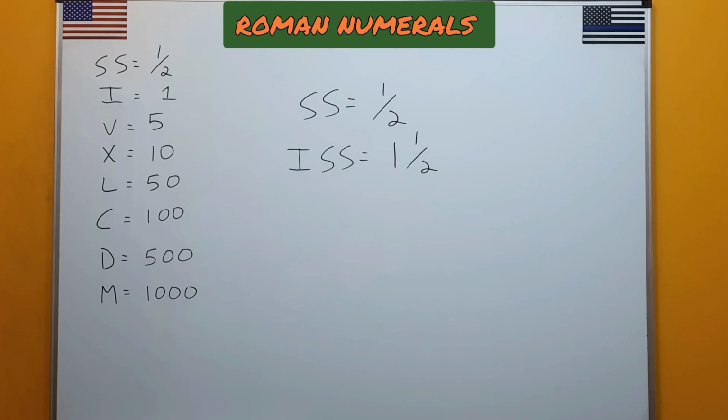When you have a Roman numeral 1 in front of SS, that means 1 and 1/2. So in the event that a prescription is written for 1 and 1/2 tablets, it would be written ISS.